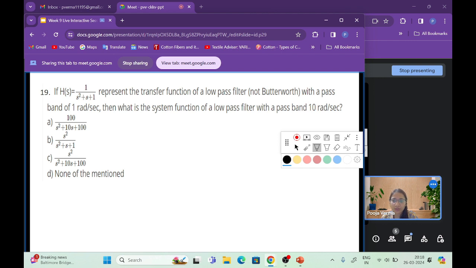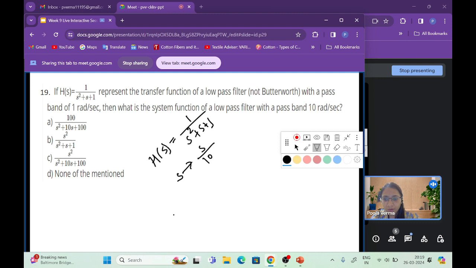If H of s is equal to 1 by s square plus s plus 1 represents the transfer function of a low pass filter, not a Butterworth, with a pass band of 1 radian per second, then what is the system function of the low pass filter with pass band 10 radian per second? So H of s is given as 1 by s square plus s plus 1 at pass band of 1 radian per second. Then if we want to determine the pass band at 10 radian per second, what we need to do is put s by 10 in place of s.